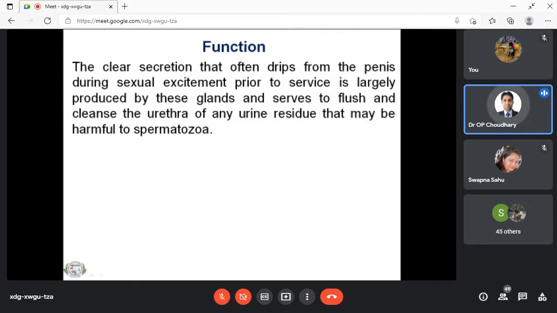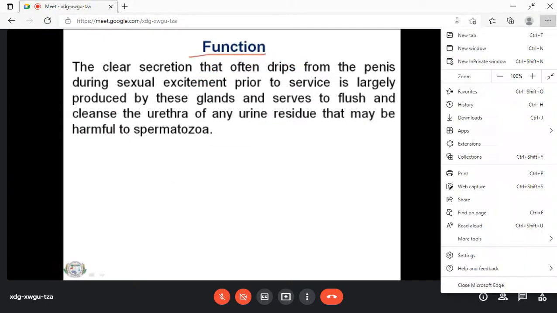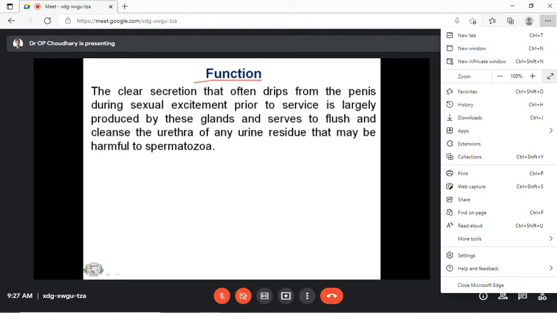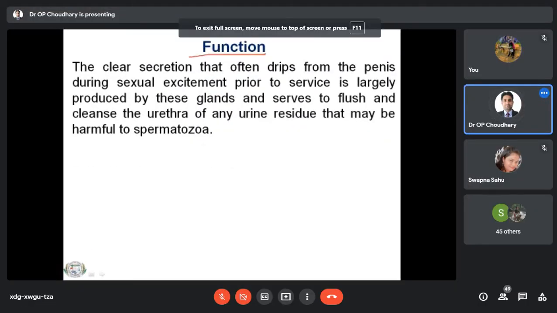The function of the bulbourethral gland is to clear the urine residue. The clear secretions of the bulbourethral gland, or Cowper's gland, that often drip from the penis during sexual excitement prior to service, meaning the deposition of the spermatozoa into the female genital tract, are largely produced by these glands, and the secretion serves to flush and clean the urethra of any urine residue.